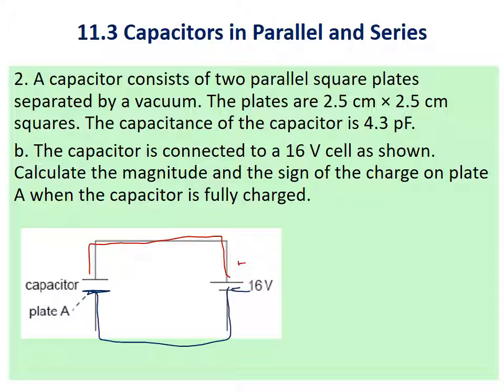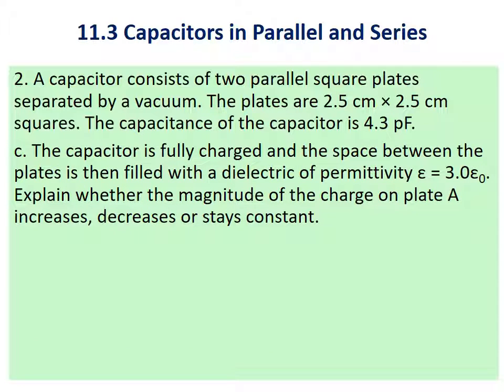Okay, we want the magnitude and the sign. So we are now looking for Q. So in this case, we can use C equals Q over V, and then you will solve for Q. The capacitor is fully charged, and the space between the plates is then filled with a dielectric of permittivity 3 times the permittivity of free space. Explain whether the magnitude of the charge on plate A increases, decreases, or stays constant.